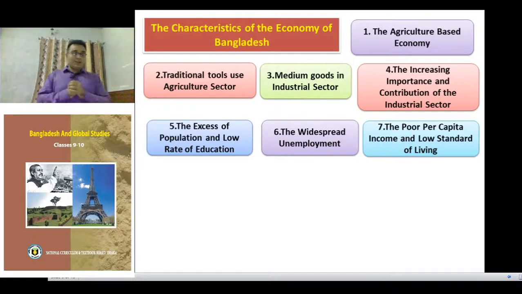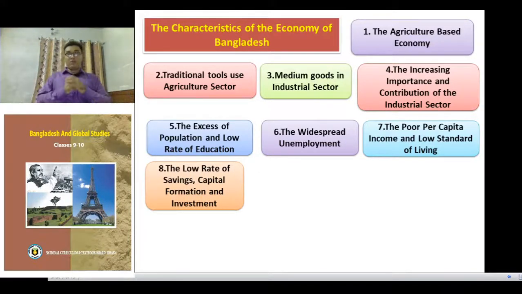Dear students, now I'm going to discuss about the next characteristics of the economy of Bangladesh. That is the low rate of savings, capital formation, and investment. Dear students, due to the poor per capita income, okay, in our country we can see the low rate of savings, capital formation, and investment. So these are the characteristics of the economy of Bangladesh.